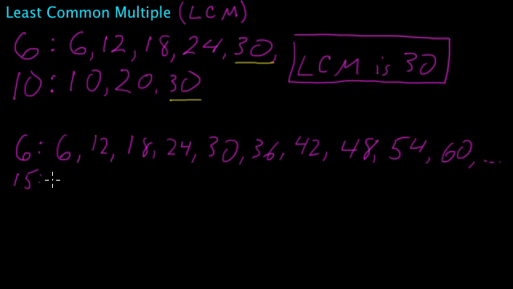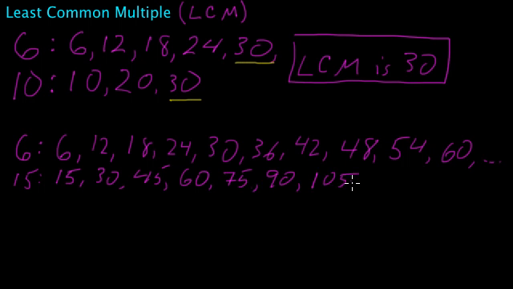How about 15? Let's count by 15s. 1 times 15 is 15. 2 times 15 is 30. This is kind of fun. We'll just keep going. I can go all day. Oh, now we're into 3 digits. 105, 120. Well, we get the idea.